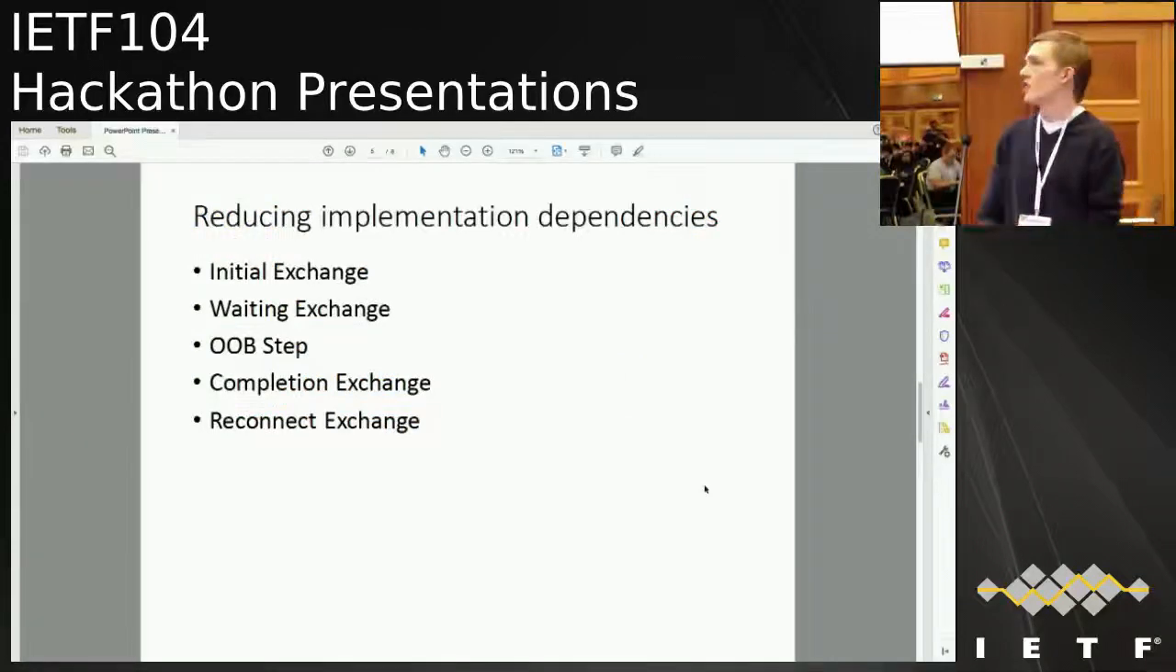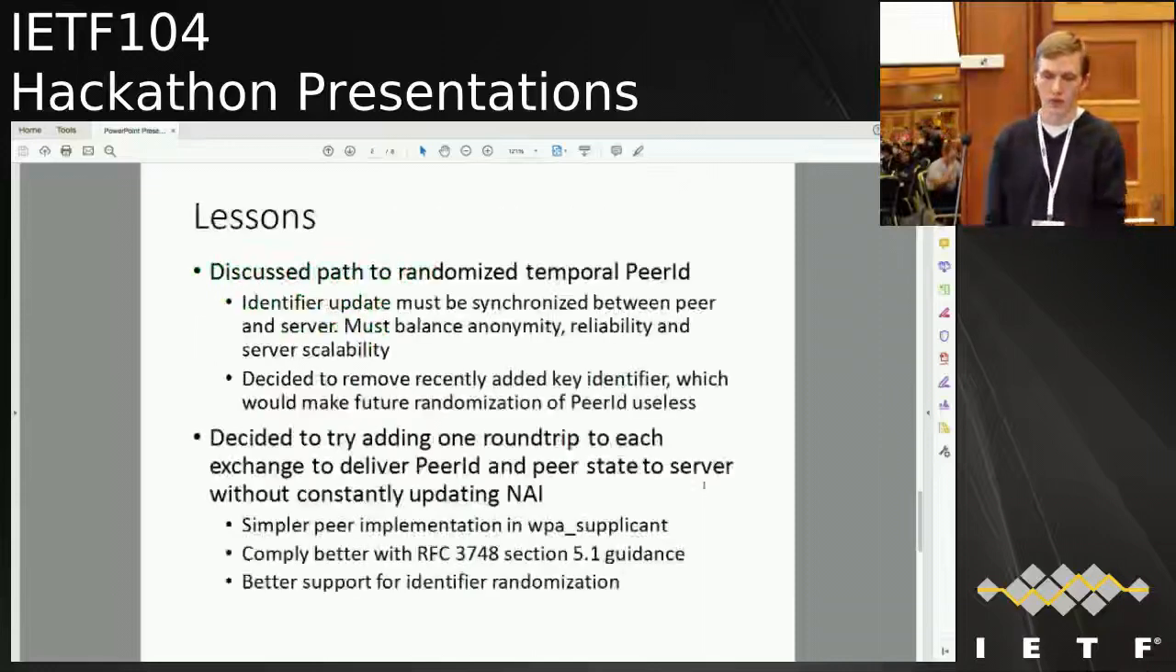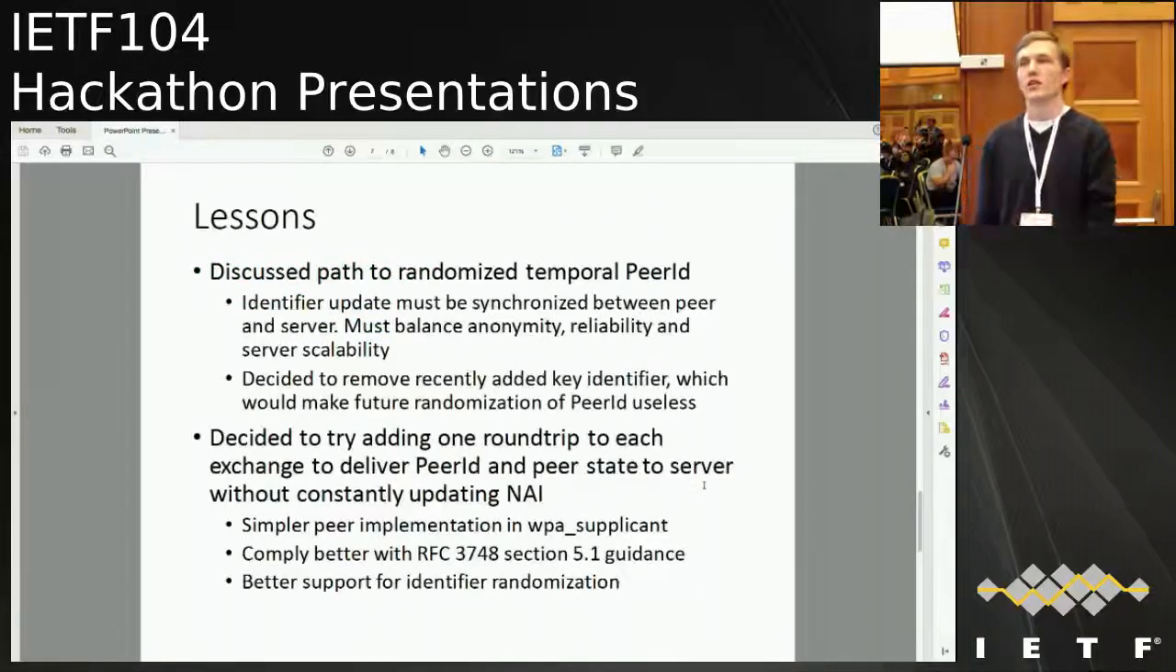Out of the 5 exchanges in EAP-Noob, we managed to implement 2, and it's looking great for the rest of them as well. In addition to that, we discussed improving privacy by using randomized temporal identifiers, and we discussed with the authors better compatibility with EAP RFC 3748.